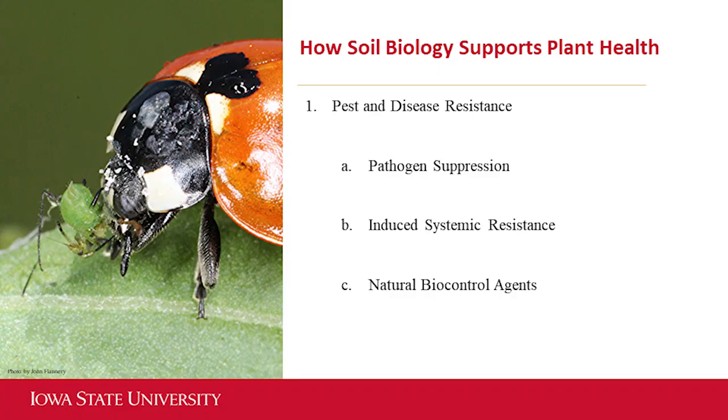Okay, so another way that soil biology can support plant health is through pest and disease resistance. I mentioned a little bit about pathogen suppression, but there are other mechanisms called induced systemic resistance, and there are even natural biocontrol agents, so naturally occurring organisms in the soil that can help suppress pathogens and diseases.